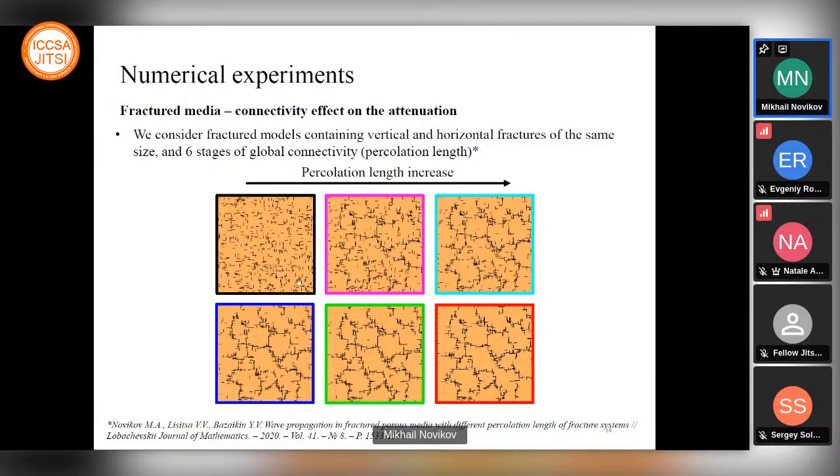Here we can see the increasing of average fracture chain length, which, as we expect, will provide more intense fracture to fracture fluid flow, and we hopefully can see it in the estimations.